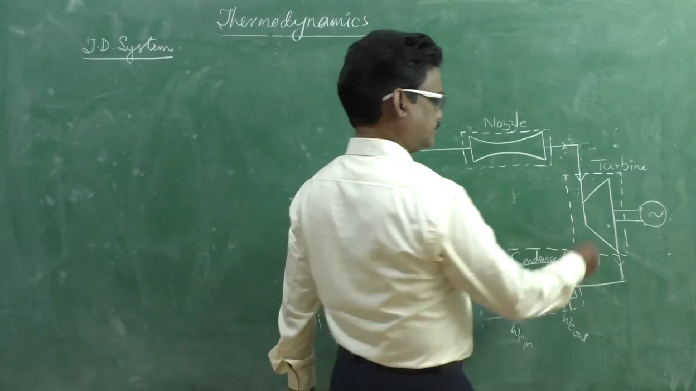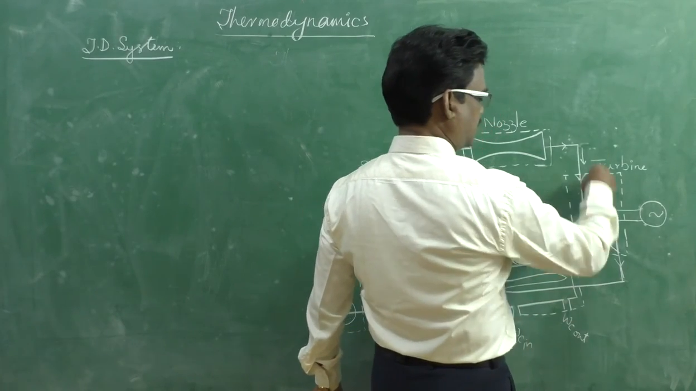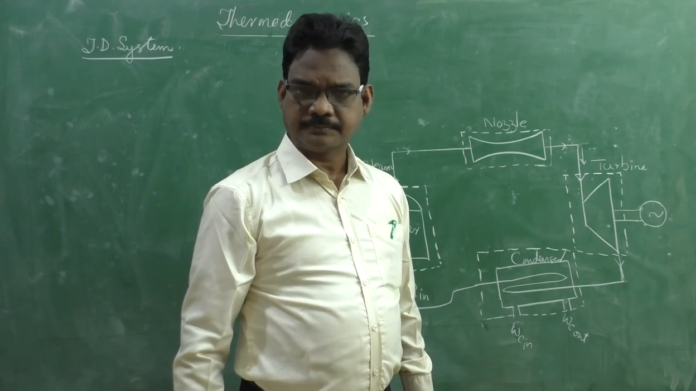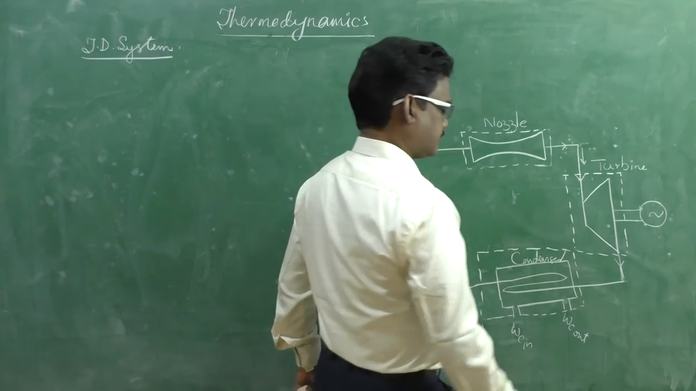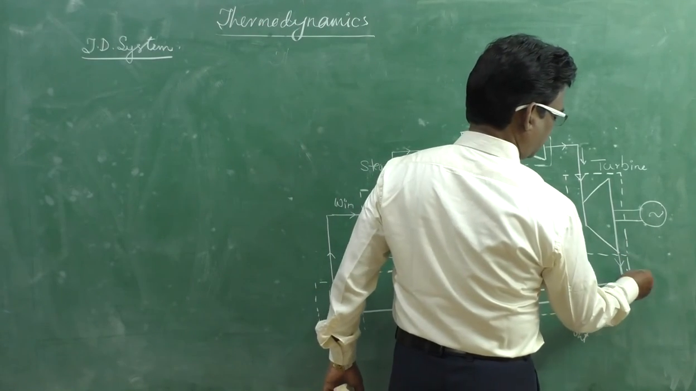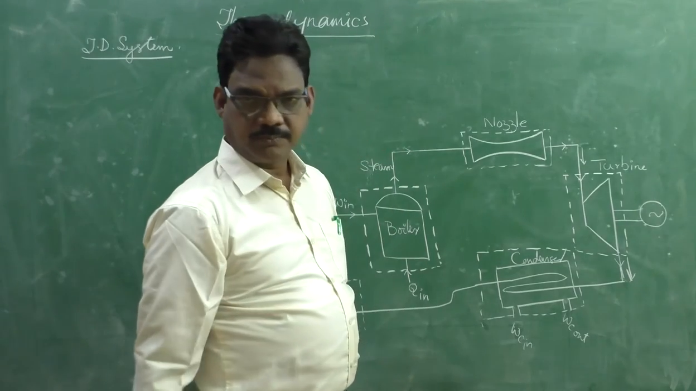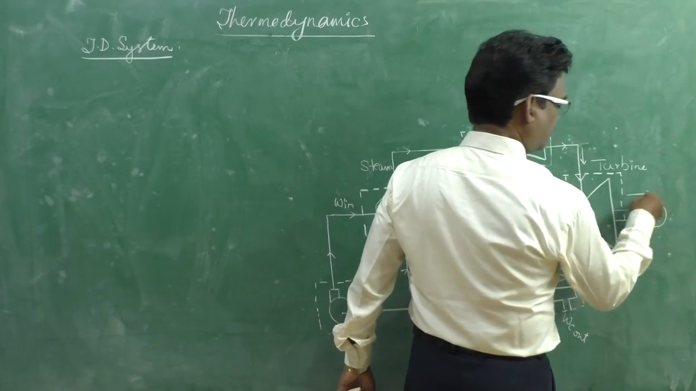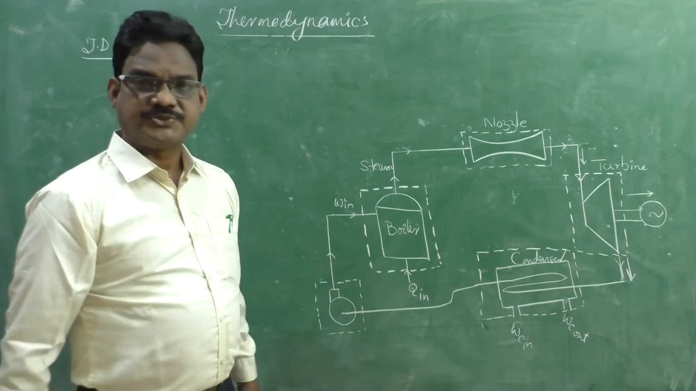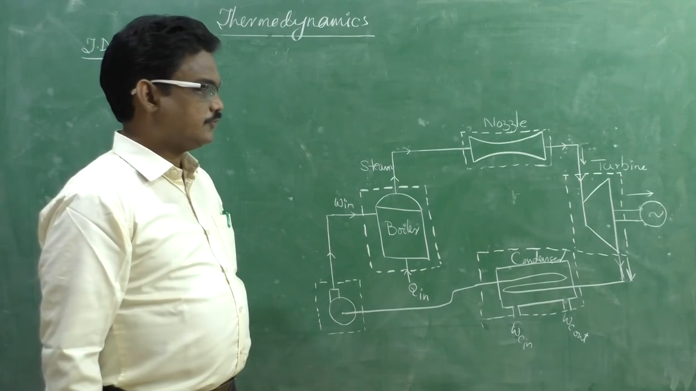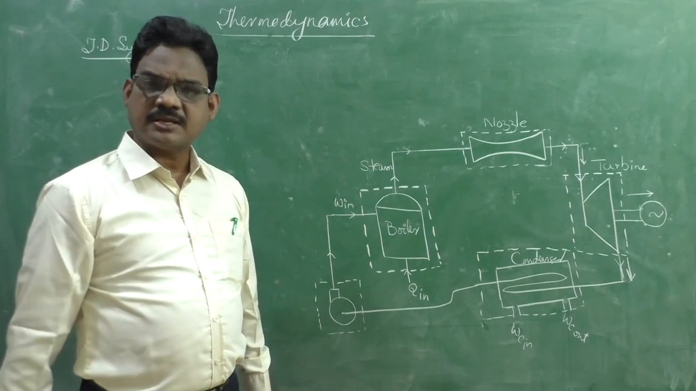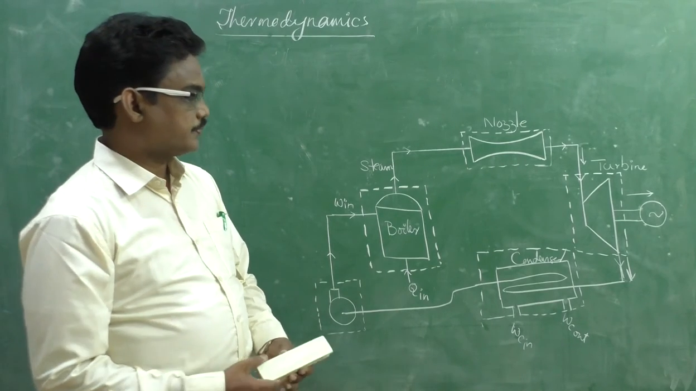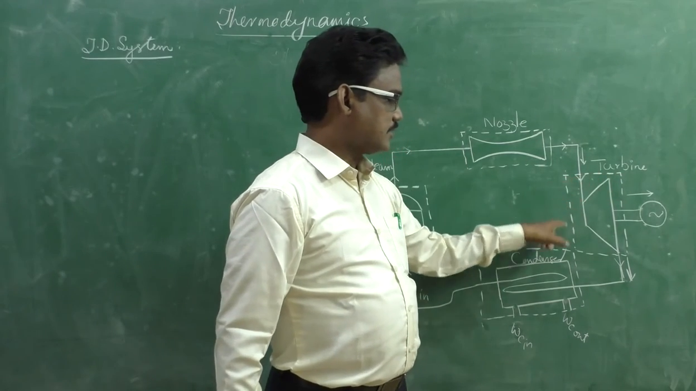Into the turbine, the steam at higher enthalpy is entering, and the steam at lower enthalpy is leaving. Next, the work is delivered to the generator. Therefore, the heat interaction is there, the work interaction is there, but the boundary remains constant.